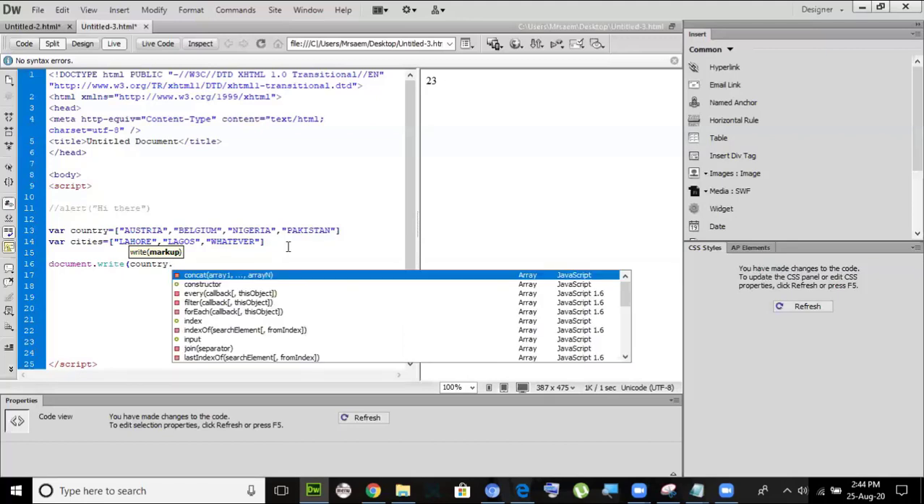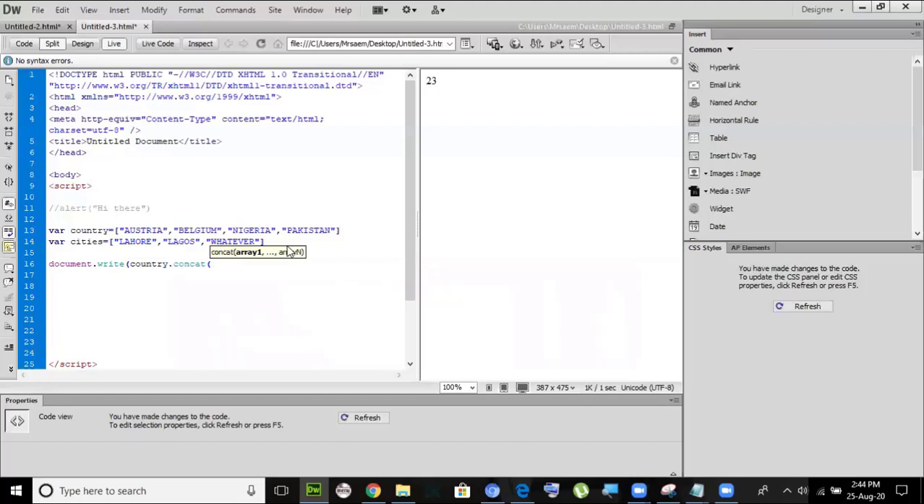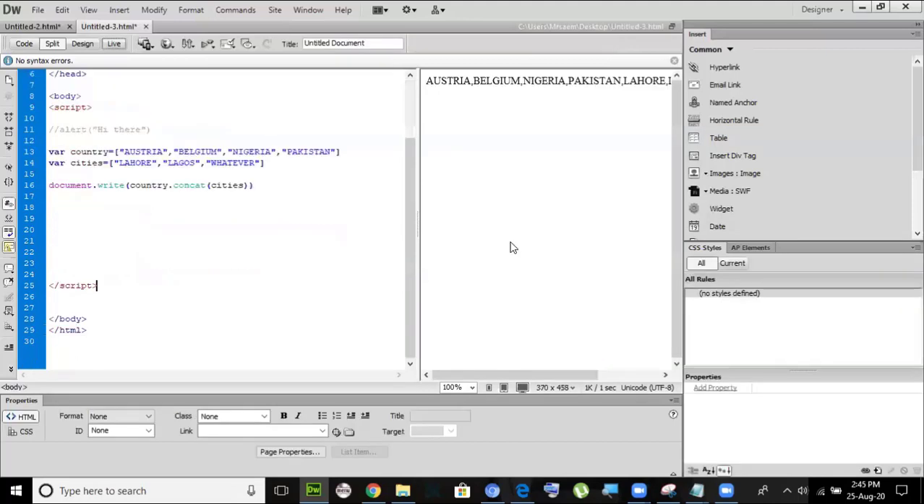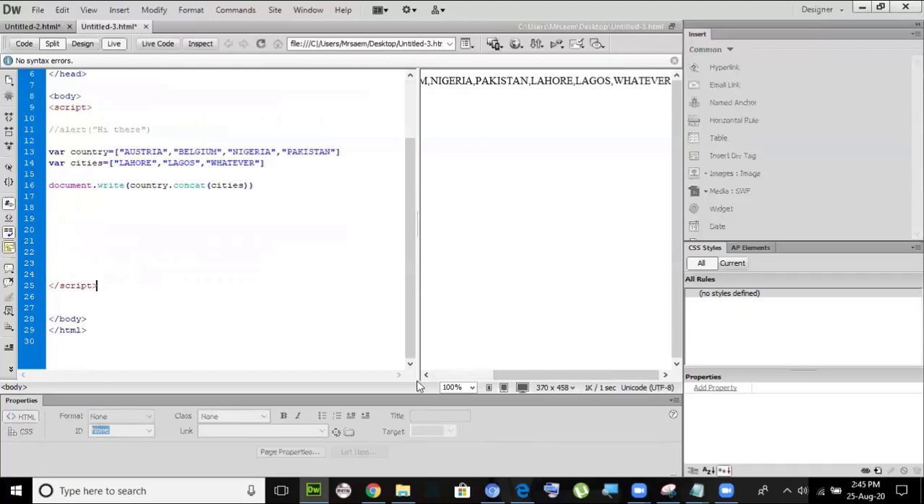Concatenate. If I use concatenate, obviously I can join both arrays together. I can use concatenate, या मैं भी कर सकता हूँ, I can write country plus cities. So पहले मैं आपको ये करके दिखा दूँ. Concatenate this with. What obviously is going to happen is it's going to join both of these together. Okay. So the cities and the countries have been joined together.